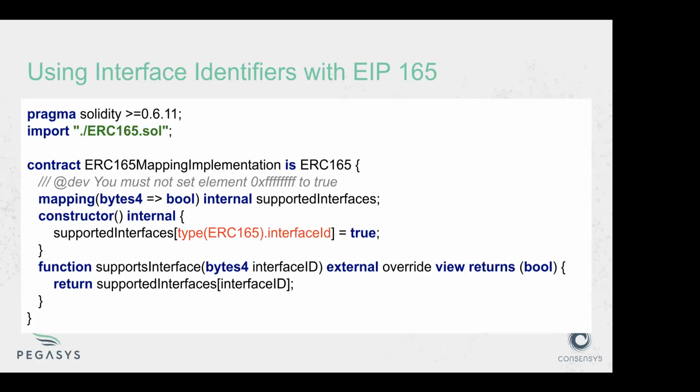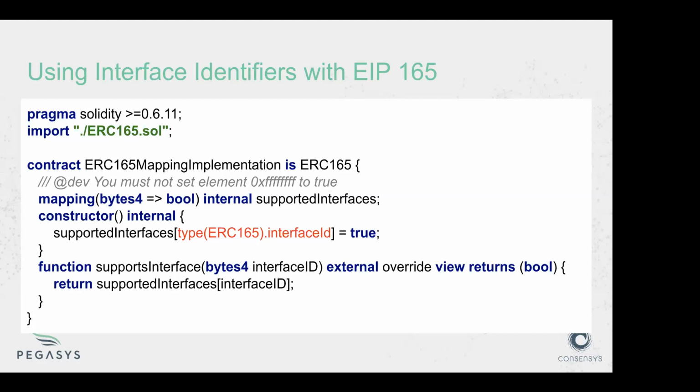There's two ways of implementing it. One is using a mapping, and one would be just doing a lot of if then else's. So assuming you're using the mapping, then you have this standard contract, ERC165 mapping implementation contract. It has a mapping of all the supported interfaces, and then you see that new feature, type brackets and then the name of the interface, ERC165.interfaceId being used. So you've got a mapping of the interface ID to true or false. And then you're using that to work out whether you support an interface.